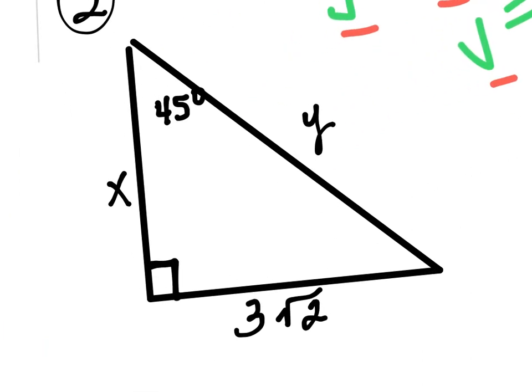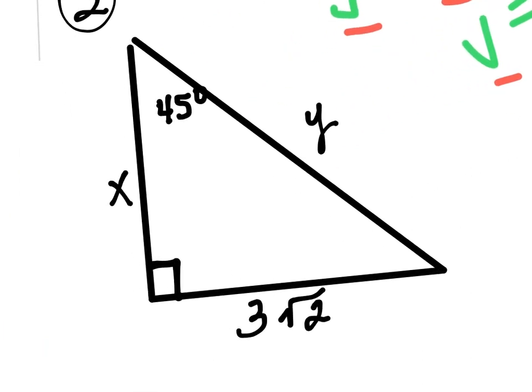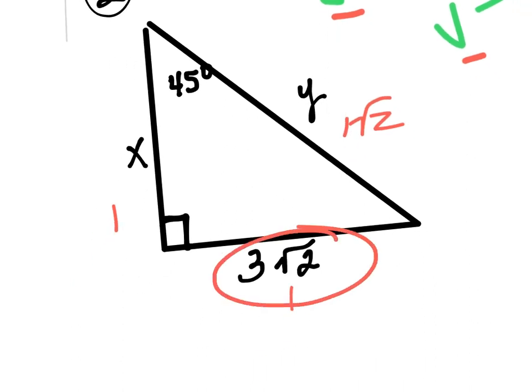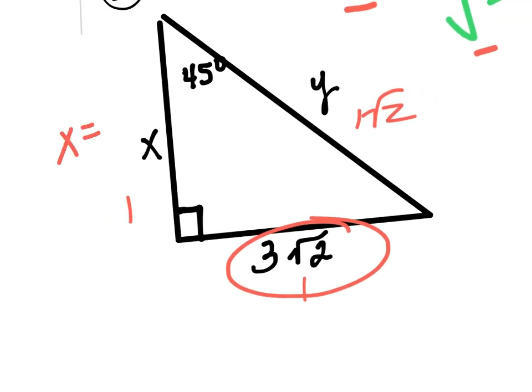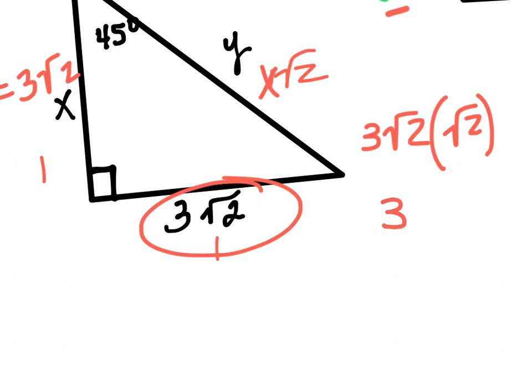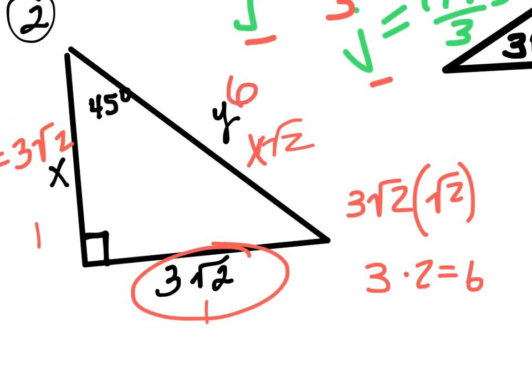Like if I come here to number 2, what's the pattern for 45, 45, 90? 1, 1, and root 2. So this is 1, this is 1, this is 1 root 2, or whatever the legs are with root 2. So what do you know if this side here is 3 root 2? What do you know X equals? X equals 3 root 2. Well, what do you know then Y would be? Because right here is where the X is, or the J, or whatever you want to say, whatever that side is. So it would be 3 root 2 times what? Root 2. So when I did this, guys, I'd have 3, what's square root of 2 times the square root of 2? 2. Square root of 4, which is 2, so 3 times 2 is, so Y equals 6.